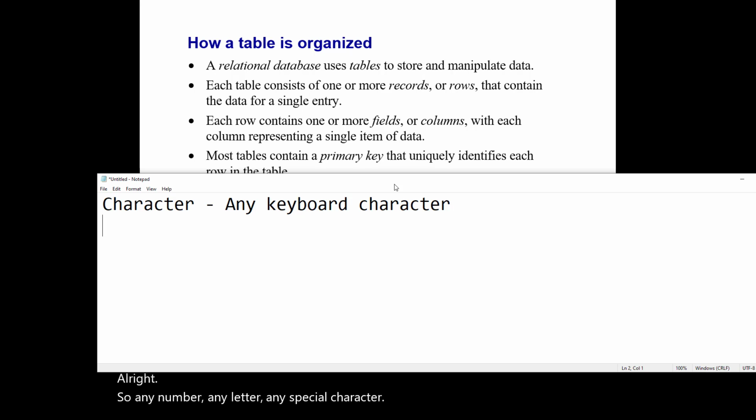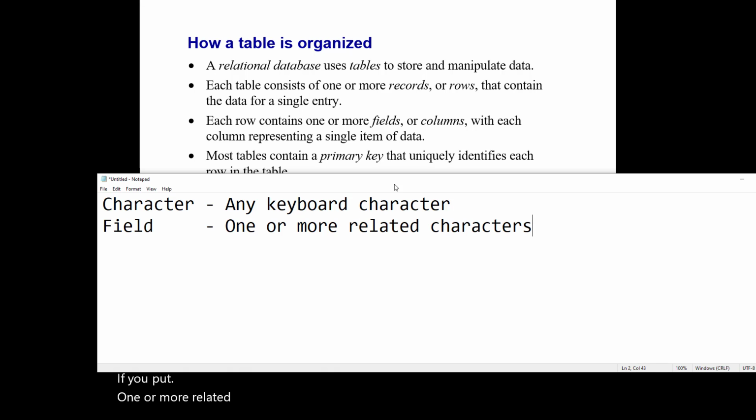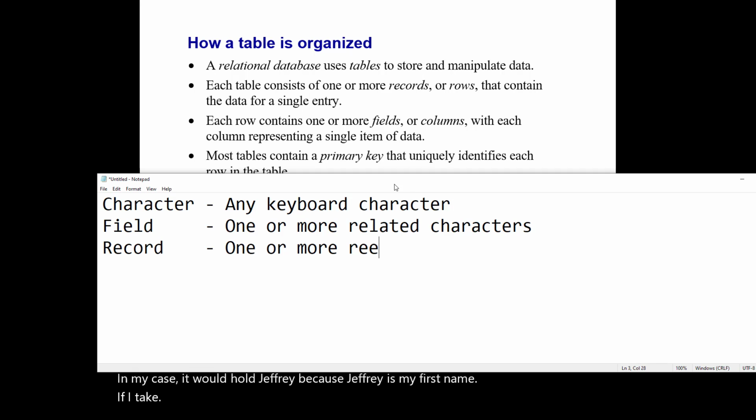If you put one or more related characters together, you get what's called a field. So you could have a field called first name. In my case, it would hold Jeffrey because Jeffrey is my first name. If I take one or more of these related fields and put them together, I get what's called a record.